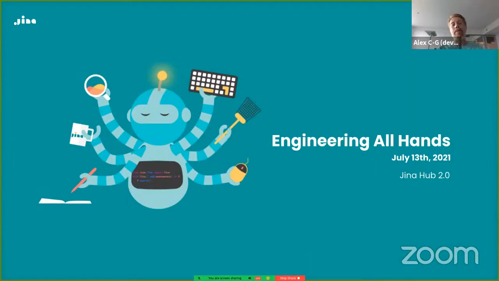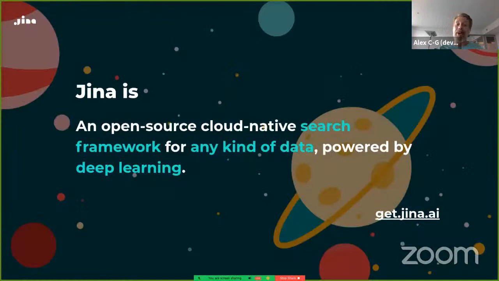So, first of all, we're at the Jina Engineering All Hands. The big question is, what is Jina? Jina is, well, you can read it here. It's an open source cloud-native search framework for any kind of data, powered by deep learning. When we say search framework, that means you can use it to build your own search engine.